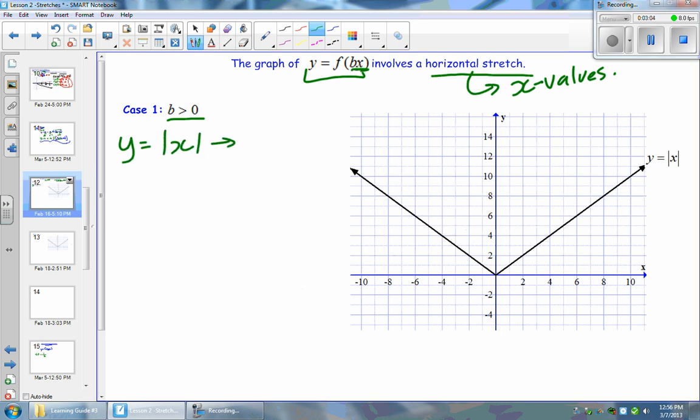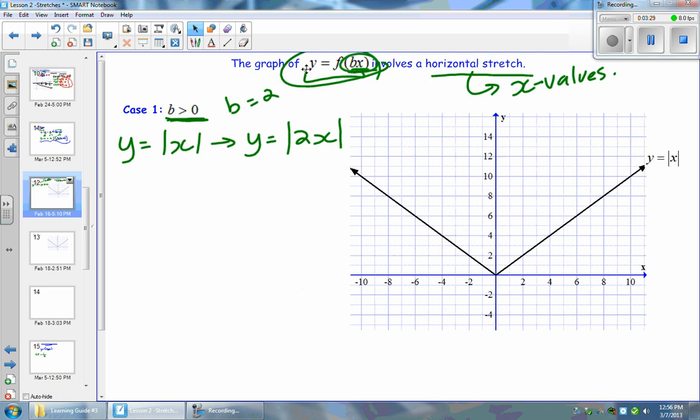And since we want to apply a horizontal stretch, we need to pick a value of b that is greater than 0. So I'll pick b is equal to 2. Therefore, my transformed function is going to look like this. y is equal to, remember, it affects what's inside the function, so 2 times x. It's inside the function. So let's see what happens to this graph. Now I already set up this graph. Let me just get it loaded up here.